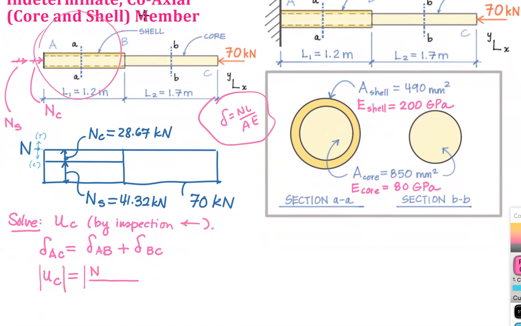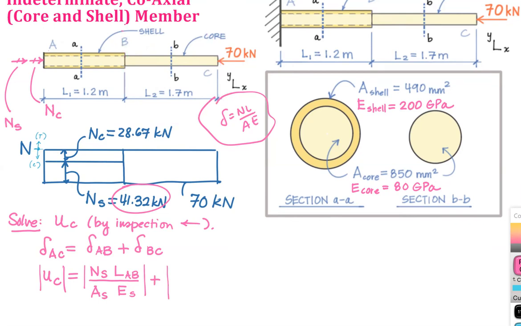And for the segment between A and B, I know that the core and shell stay bonded. So however much they change in length, however much they shorten, they're doing that as a team. So I can pick either the core or the shell. Either one is okay. I'm going to pick the shell. Okay, so I'm going to pick the force in the shell, N sub S, the length, and here I'll just say between A and B, the area of the shell, the modulus of the shell, plus the deformation that I'm getting between B and C.